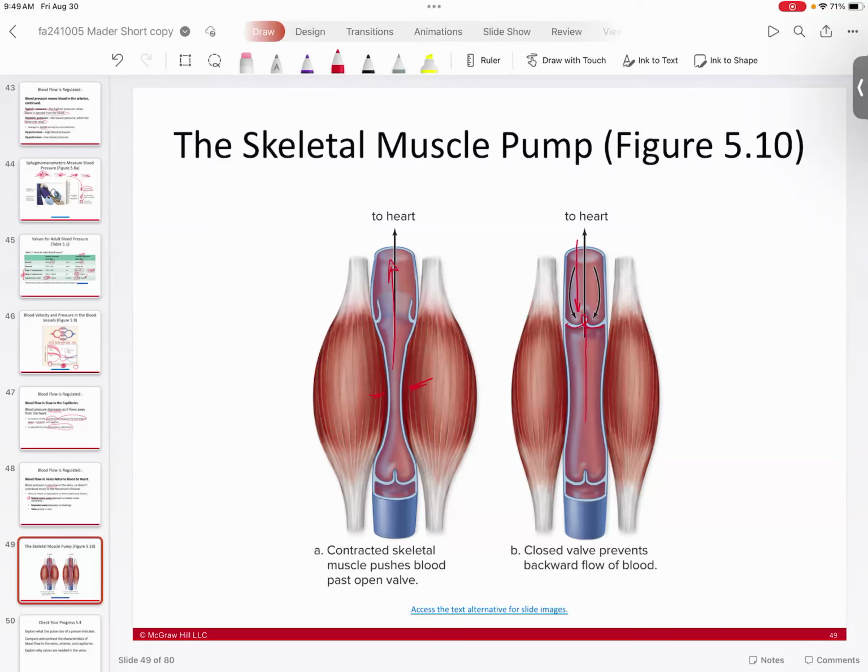This is basically what you're doing when you're massaging your muscles. Oftentimes you're squeezing on those veins and facilitating the flow of venous blood.